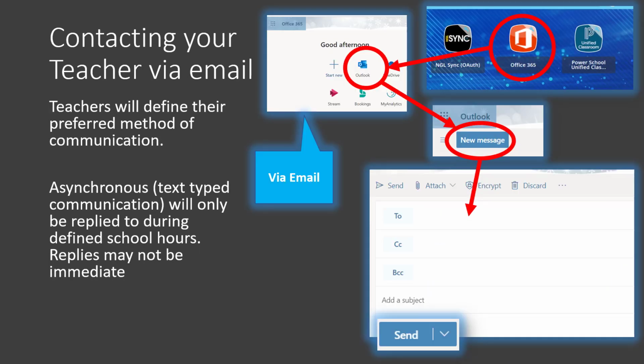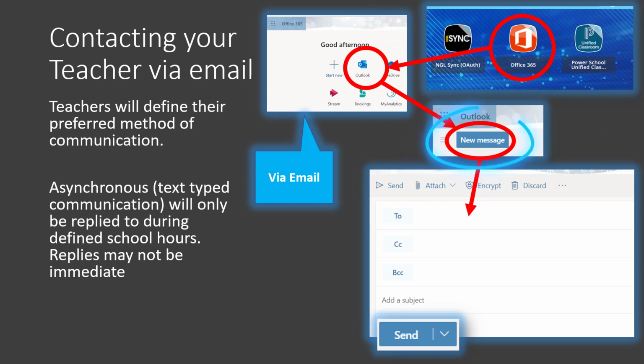Another possible form of communication is via email. First, access Classlink via the Edge browser. Next, click on the Office 365 icon. From there, locate and click on the Outlook icon. Clicking on the icon will open your email.